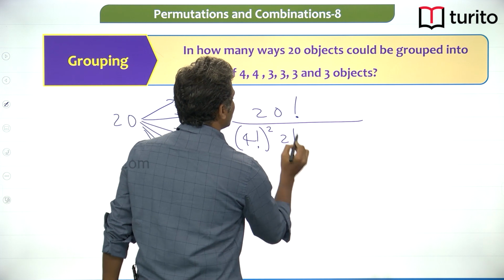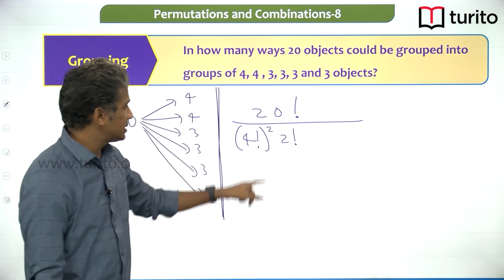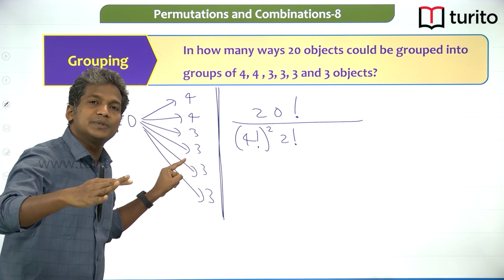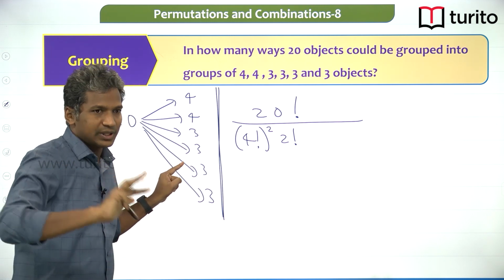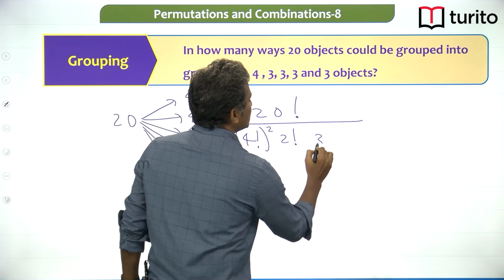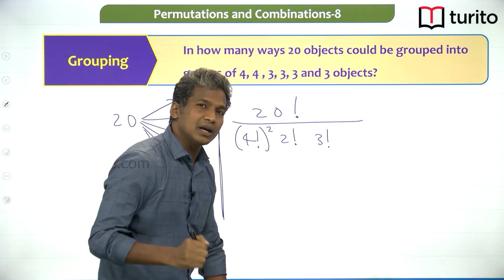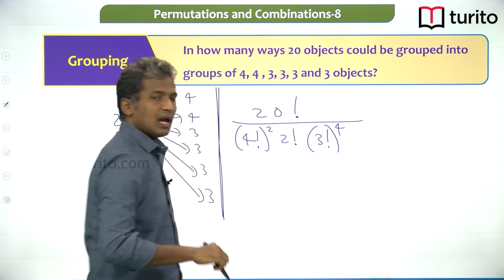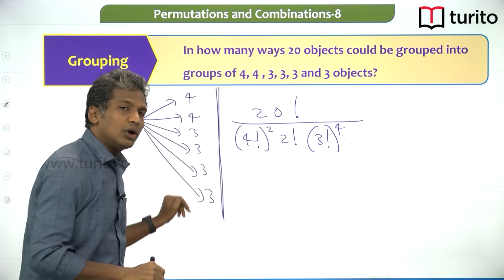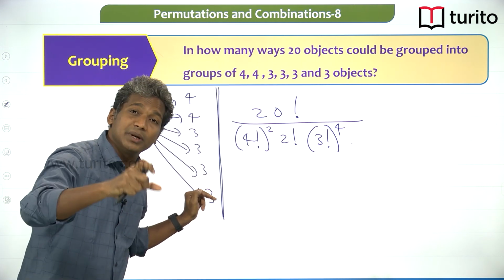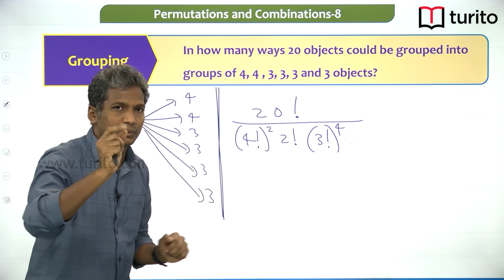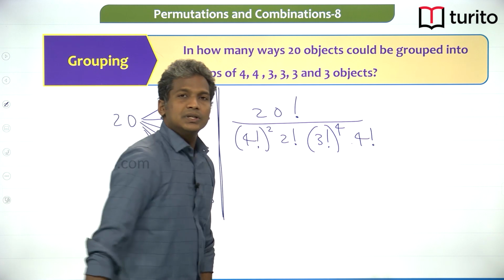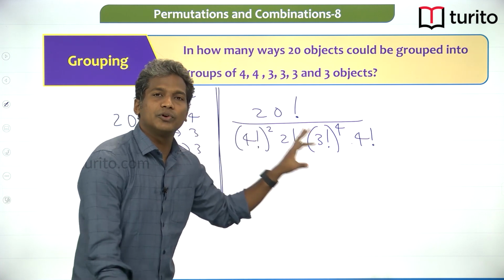So 2 factorial will come, right? This is the symmetry. Now again there are 4 groups which are having 3 members each. So that means 3 factorial will come how many times? 4 times. So raised to 4. Now because all these 4 groups are having the same number, there is a symmetry in the process. So 4 factorial will come. So this way we can perform the grouping.